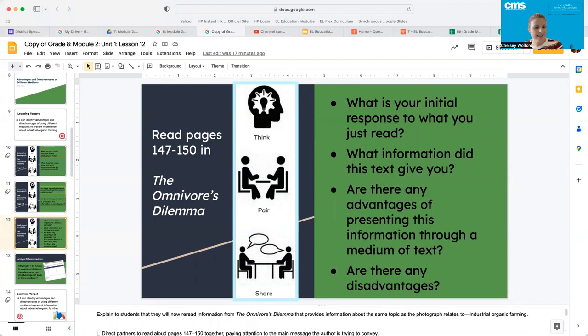All right, guys, and last slide before we get into some work for today. So go back and read pages 147 through 150. What is your initial response to what you just read? What information did this text give you? Are there any advantages of presenting this information through a medium of text? And are there any disadvantages? So go ahead and pause the video with your partner, read 147 through 150, and then talk about these things together. Your teacher can circulate the room and help you guys navigate some conversation.